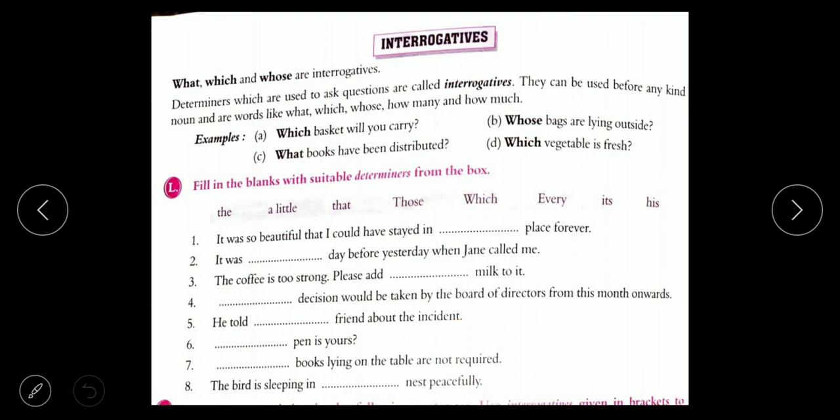First one, it was so beautiful that I could have stayed in that place forever. Second, it was the day before yesterday when Jenny called me. The coffee is too strong. Please add a little milk. Fourth one, every decision would be taken by the board of directors. Fifth one, he told his friend about the incident.